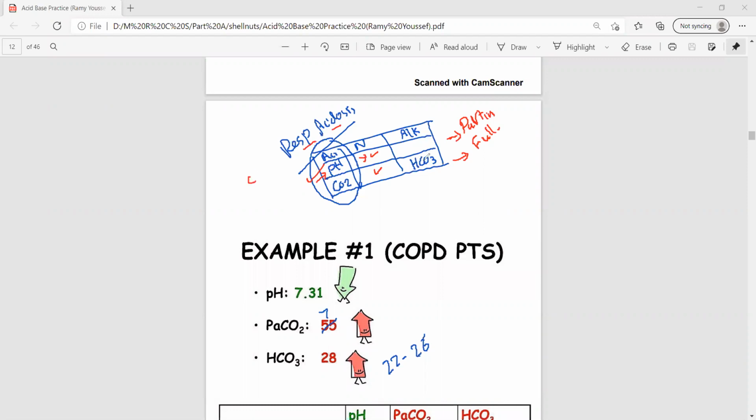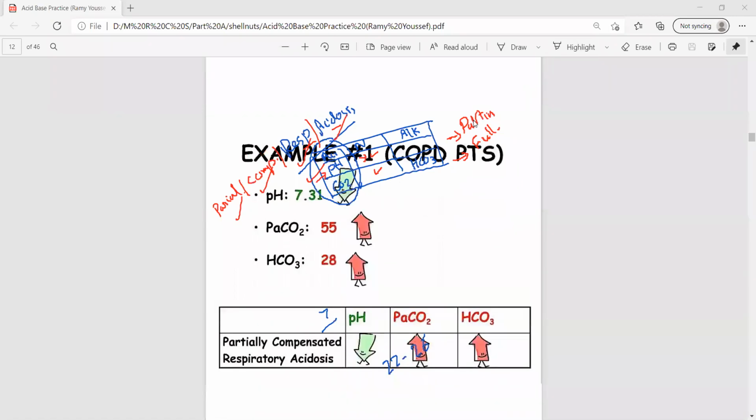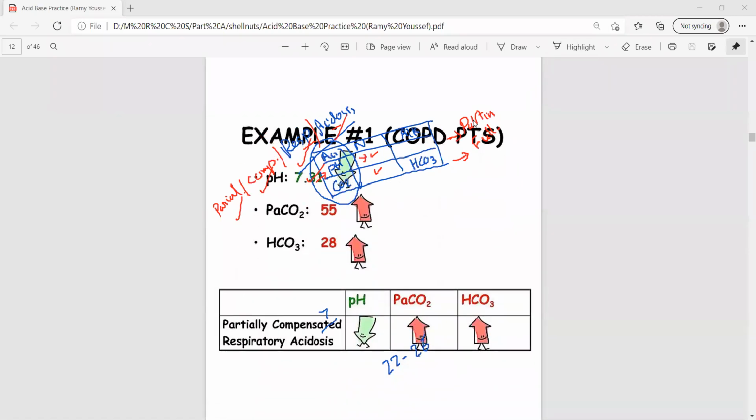So I can see this is respiratory acidosis, because here is the other arm, so I can write compensation, and I want the other parameter, partial or full? Partially compensated. So this is partially compensated respiratory acidosis. Clear? Yes.